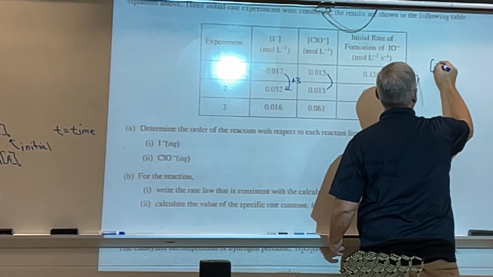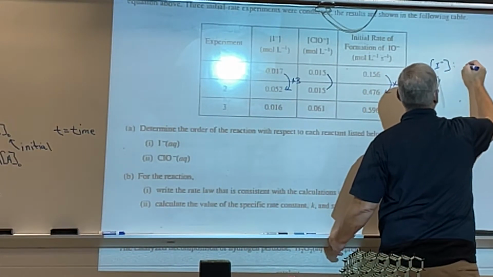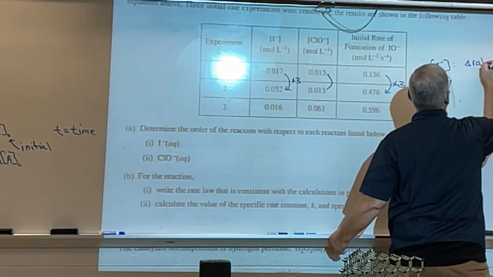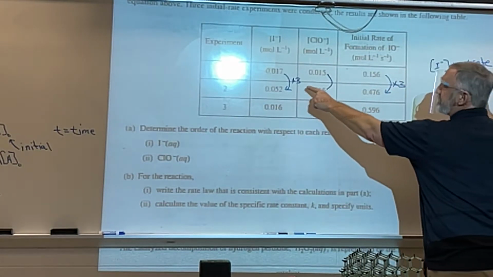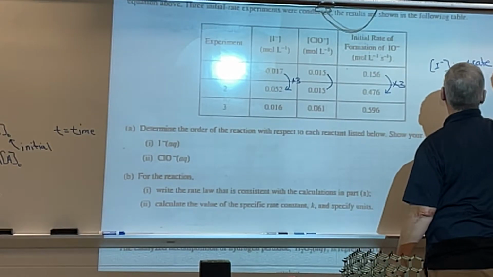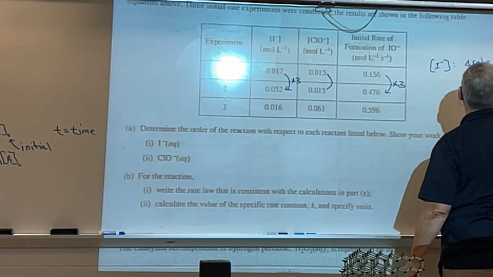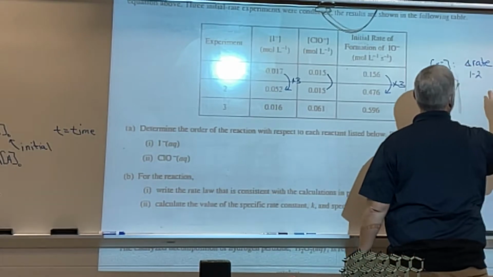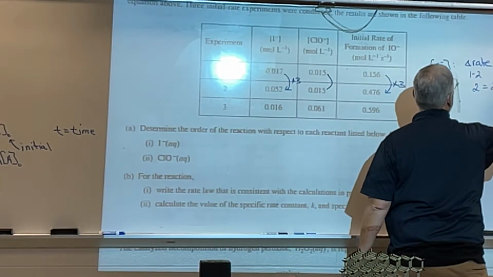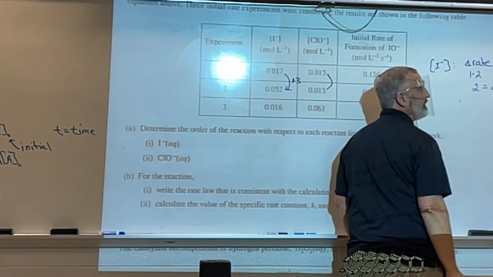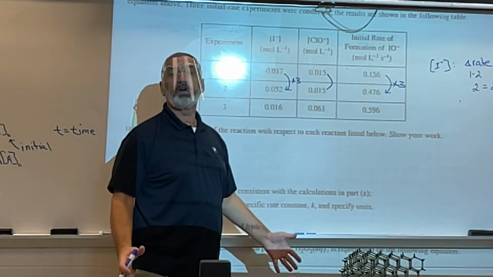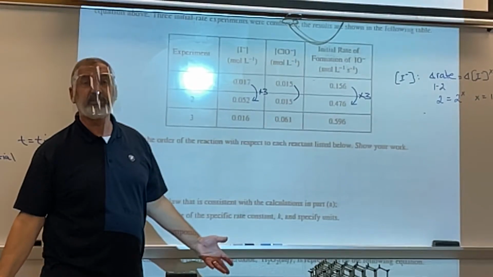So for I minus, we're going to say the change in the rate. We always want to specify which ones we're comparing. 1 to 2 is equal to the change in the concentration of the I minus raised to some power x. So 3 is equal to 3 to the x, so x equals 1. Show work, that's what it means to show work right there.